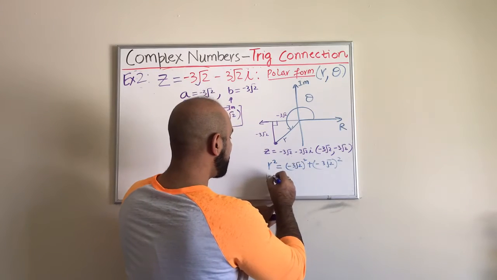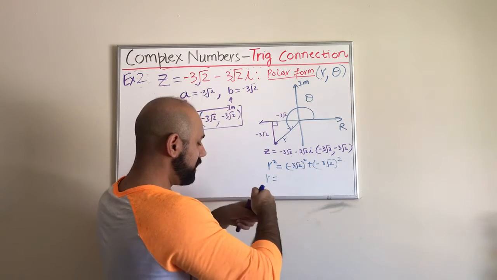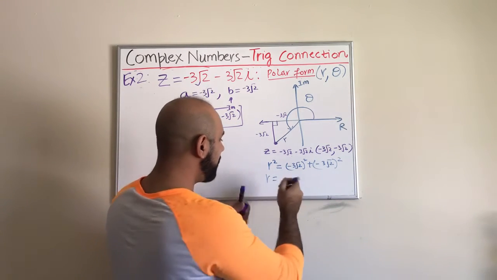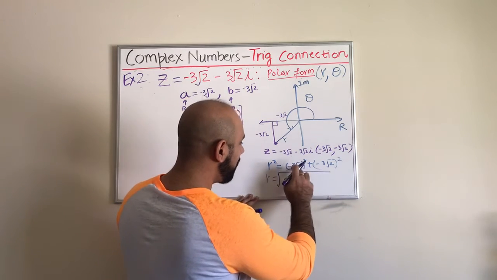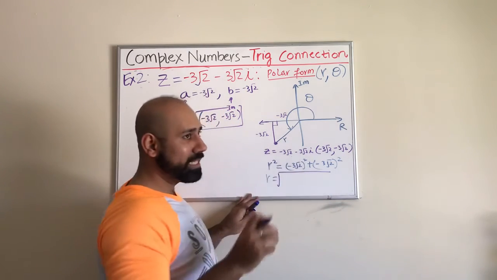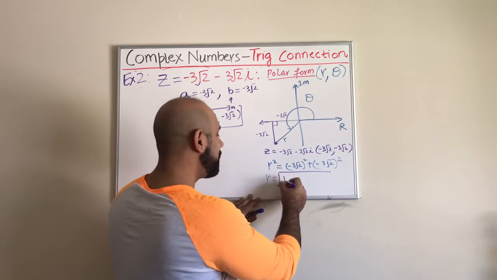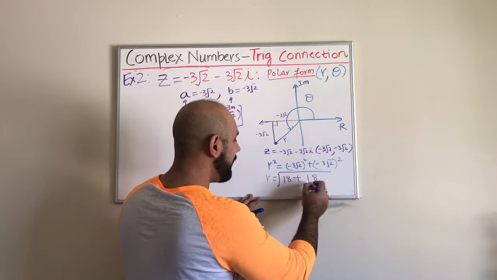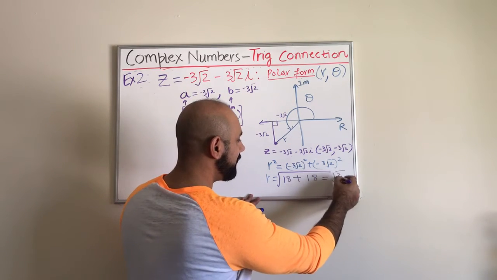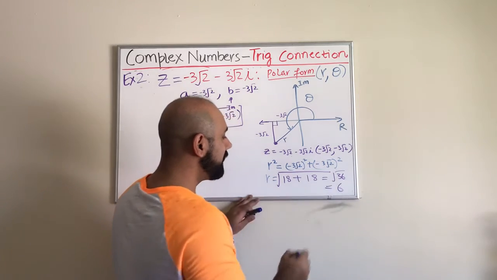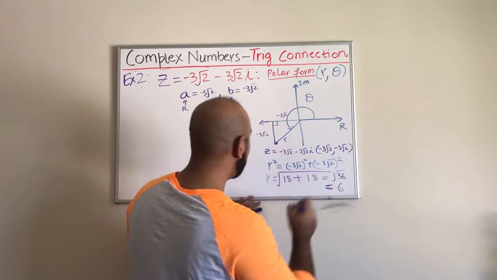And to find r, we just have to simply take the square root. So let us go ahead and take the square root of this. Guys, taking the square root, I'm already going to simplify this. -3 squared is 9, and 9 times 2 is 18. So both of these are going to be 18 and 18. 18 plus 18 is 36, so it is radical 36. When we simplify this, we get 6. So our r is 6.